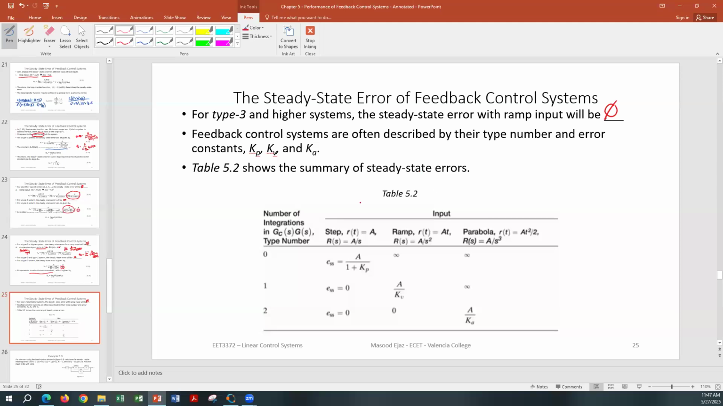And then for different inputs, step, ramp, and parabolic, you have different steady state error for different type numbers of the system. So this table shows what we discussed. For a type 0 system with a step input, you have a constant error. For ramp input and parabolic input, you have infinite error. For a type 1 system, for the step input, you have 0 error. For ramp input you have a constant, and for parabolic you have infinity, and so on and so forth.